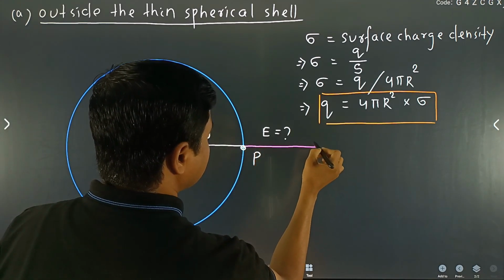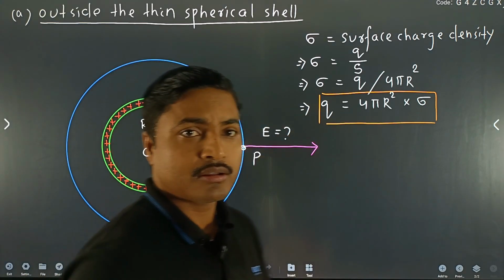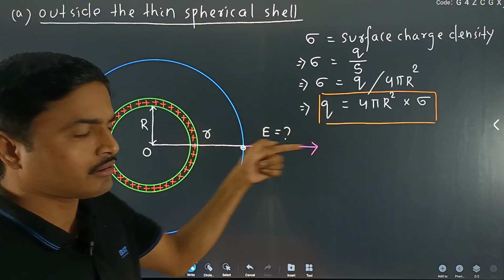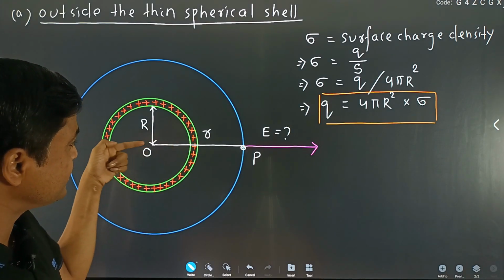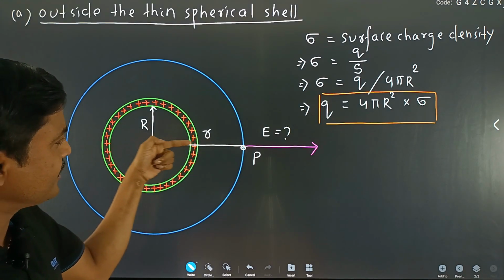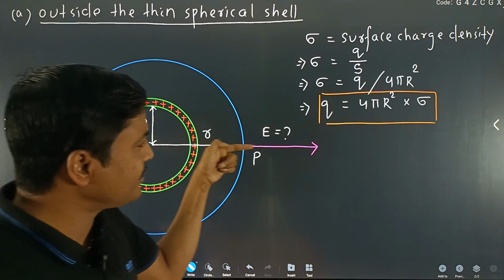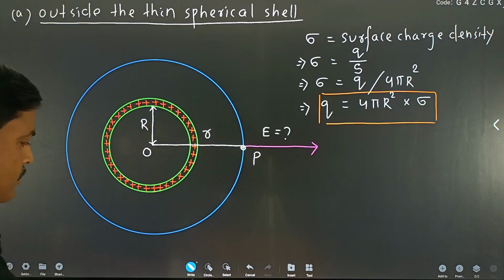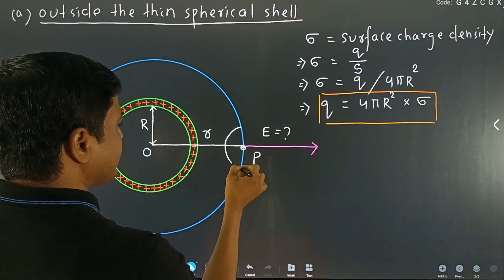You know, the direction of the electric field is always outward from a positive charge. So this is the direction of the electric field, outward from the positive charge. And in this case, this is the radius of the Gaussian surface. And here the direction of the electric field is radially outward. Clear?